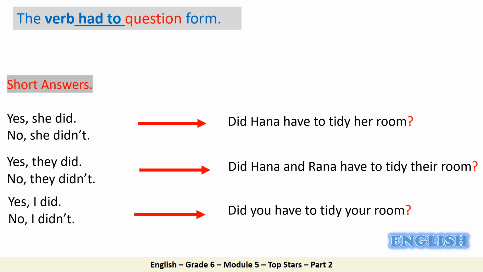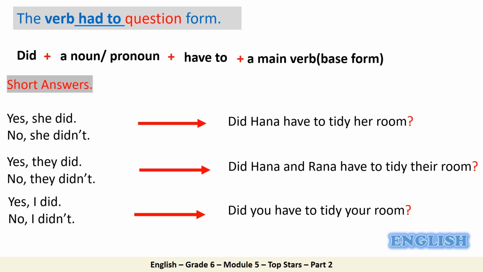So, what did we do? Great. We started with the helping verb did, and then a noun or a pronoun, and after that, have to and the base form of the verb, and finally, the question mark.